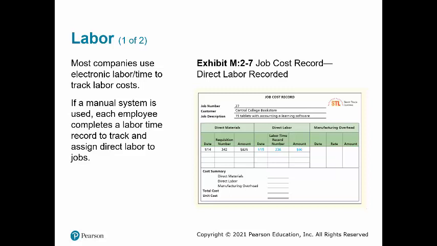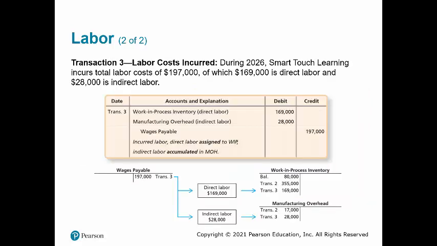So on this slide we can see the job cost record for job 27 and see where direct labor costs were entered in for that job. This slide shows us the summary journal entry that would have been made for all of the labor costs incurred by Smart Touch Learning during 2026. And again, we see that we have two different debits.